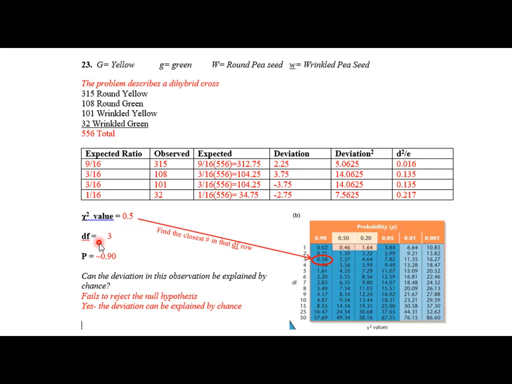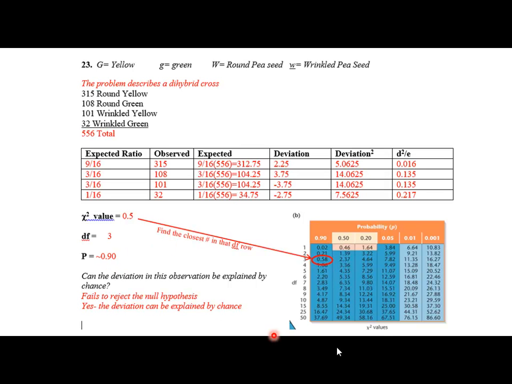To determine your degrees of freedom, that's the number of categories. In this case, it's 4 minus 1, because there's 4 possible phenotypes. Minus 1 gives me a degrees of freedom of 3. I then go and find the 3 row, and I'm looking for the number along this row that's closest to 0.5. In this case, there's a 0.58. Then I look up, and that gives me a probability of about 0.9.